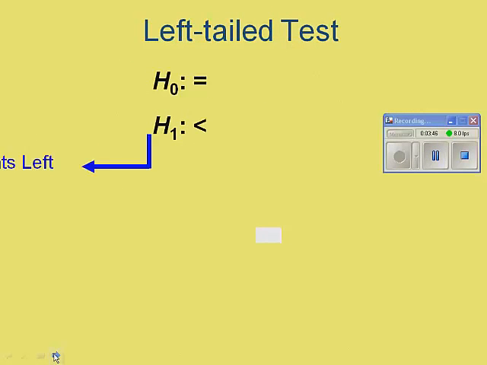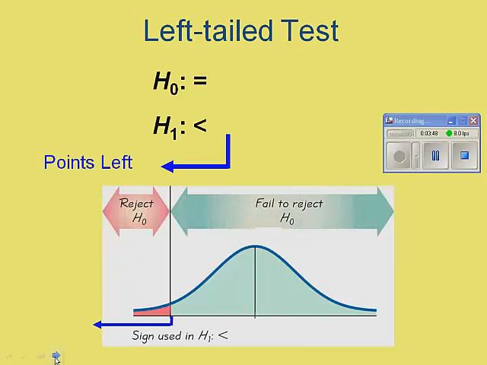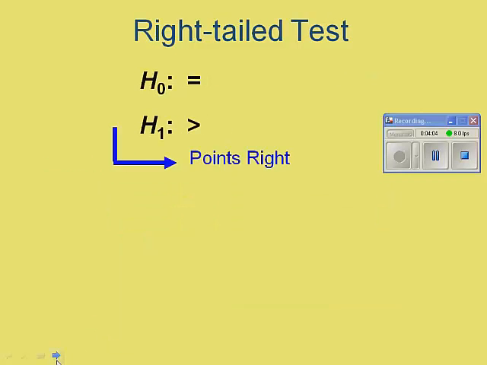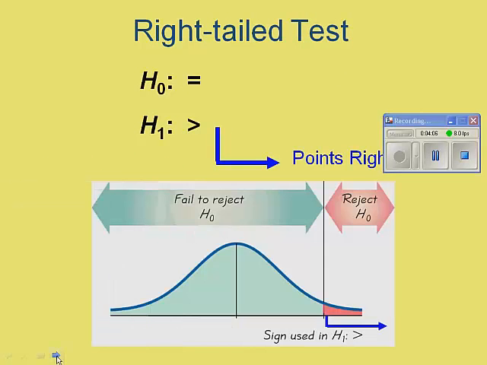Similar picture for a left-tailed test. We already saw the right-tailed test, right? Here is the left-tailed test, and notice, it's kind of nice: less than. When H1 is less than, you're pointing to the left, so that's when you're going to get a left tail. I don't know if that helps you. Right-tailed is the picture we had already.